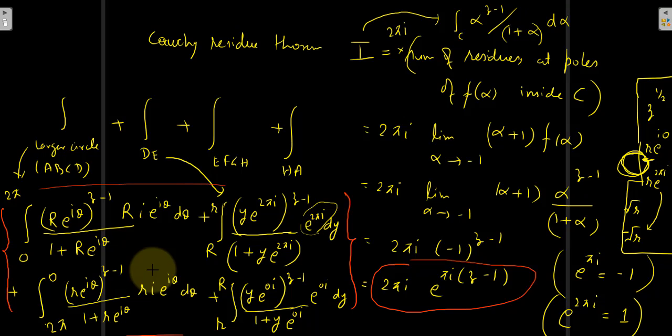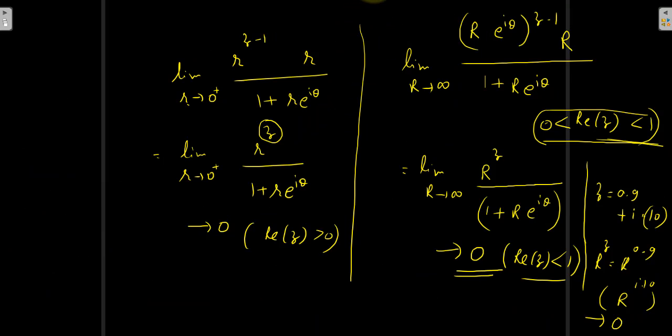So what are the terms you remain with? You remain with only y to the z minus 1 into e to the power 2 pi i (z minus 1), upon this e to the power 2 pi i. You can put 1 equal to 1. And the limit is capital R to small r: capital R tends to plus infinity and small r tends to 0, right?